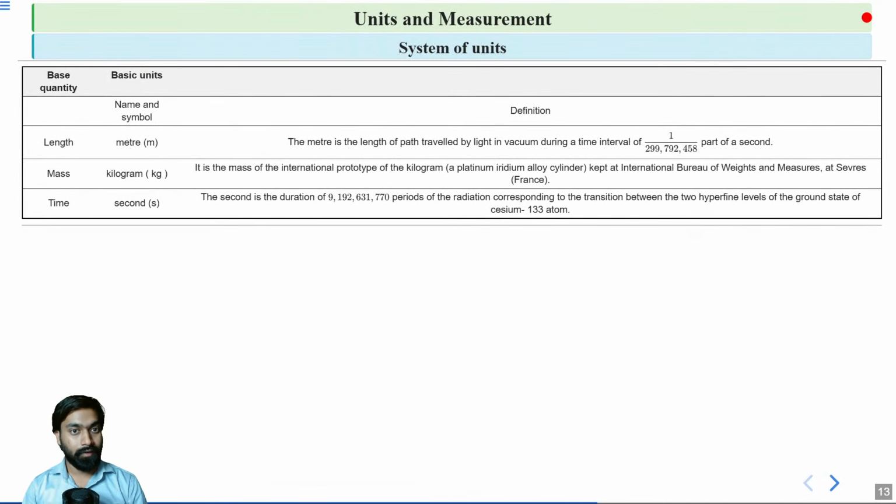So here we have some base quantities: length, mass and time. Length is measured in meter, mass is measured in kilogram and time is measured in second. Clear?